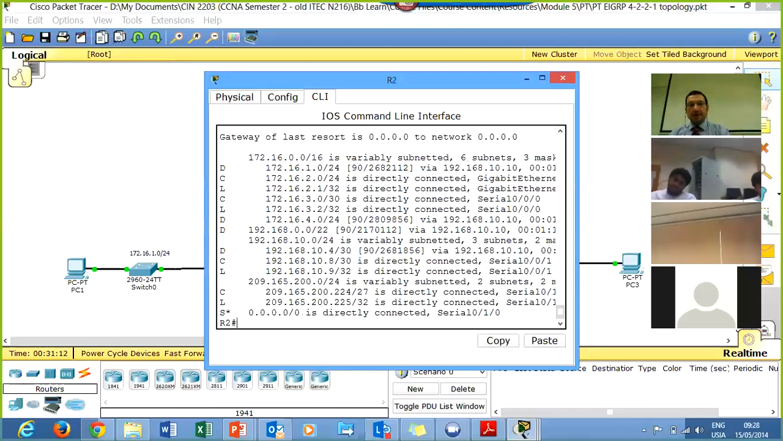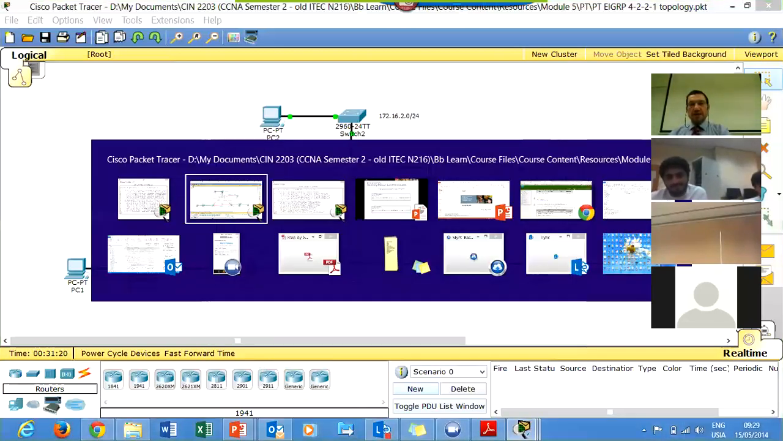There you go. I don't see the 1.0 anymore. I see the 0.0. You see that? So we've done manual summarization.